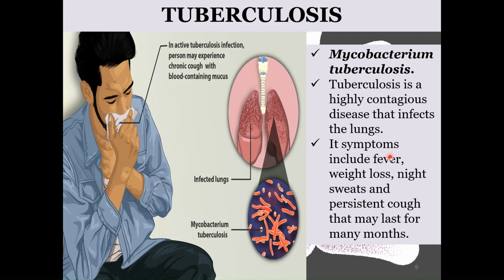Tuberculosis. Tuberculosis commonly affects your lungs and is one of the severe infections which is communicable and contagious too. It spreads faster and is caused by Mycobacterium tuberculosis. The severity of the infection is indicated by symptoms such as fever, weight loss, nighttime sweating, and at the end, blood containing mucus.